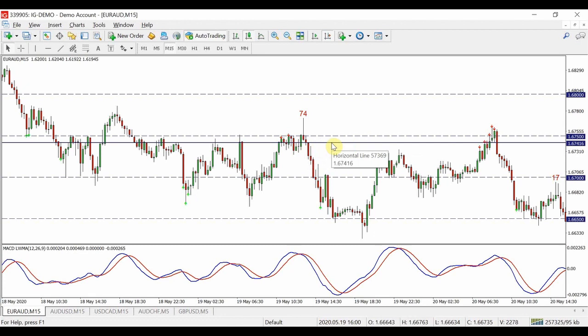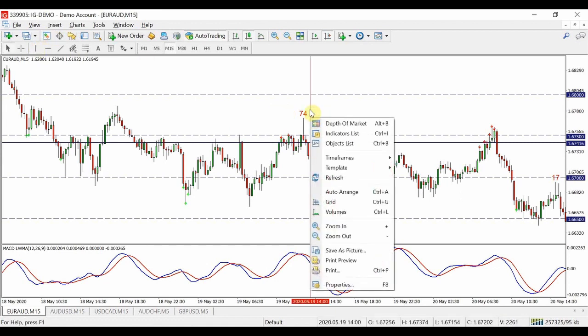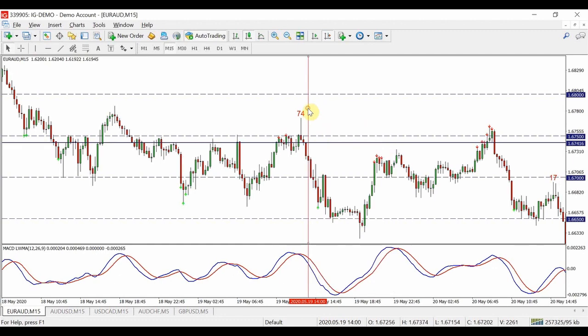The second way to enter, if you do have divergence, would be the cross of the MACD, as I said earlier. The cross of the MACD is actually the pin bar itself. So you could enter straight away after the pin bar is formed.